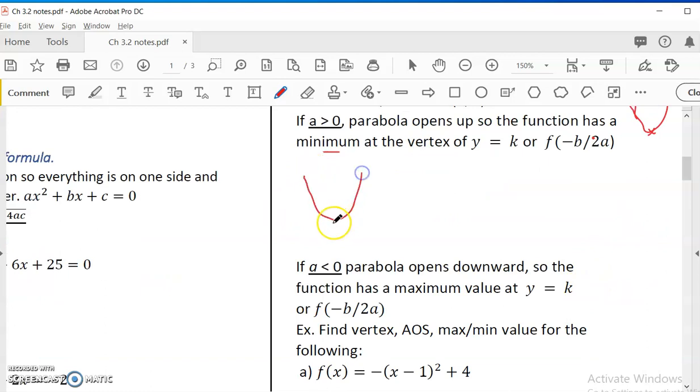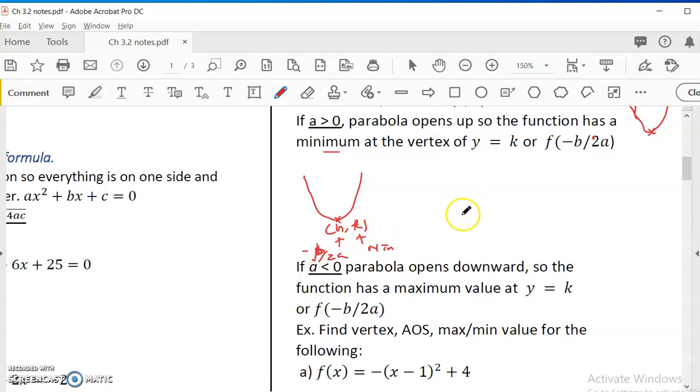Like this, and this point is (h, k), or if you don't have h, it is negative b over 2a. If your formula is written in vertex form, that's h. If it is not, then it's negative b over 2a. k is the minimum y.